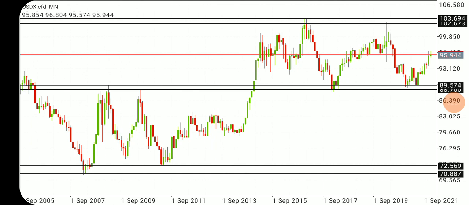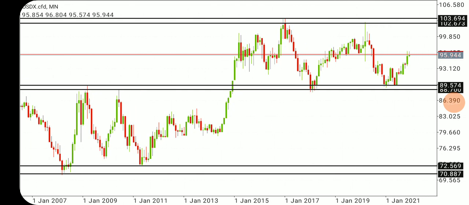I've already set my lines, support and resistance. So now I can tell right from here that the dollar index might rise. It might rise all the way to 103, 103.694.